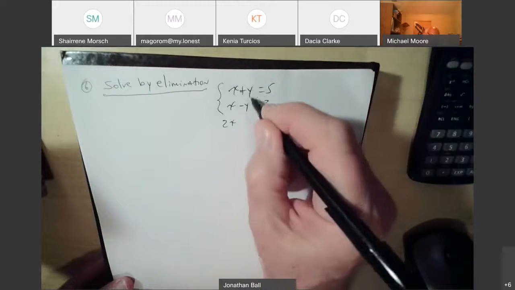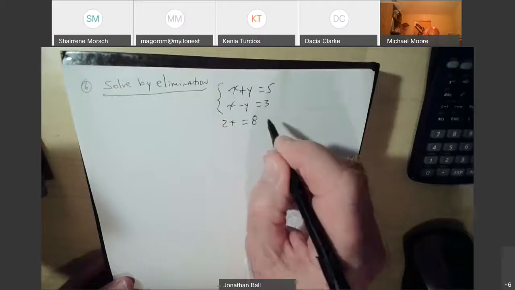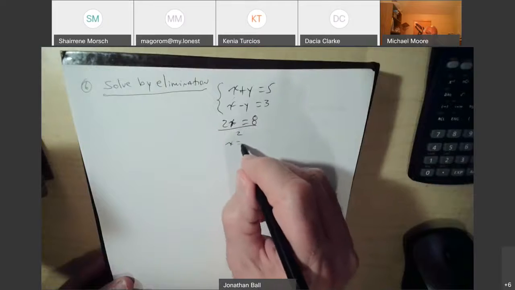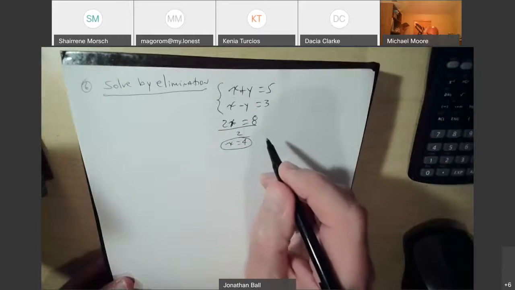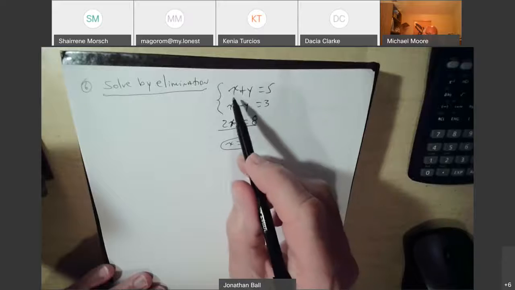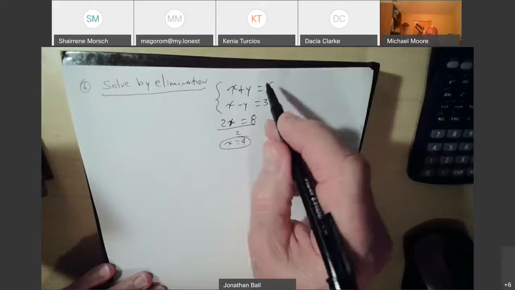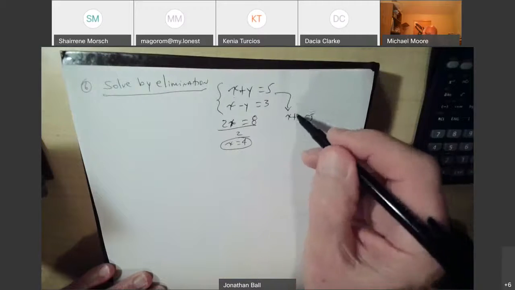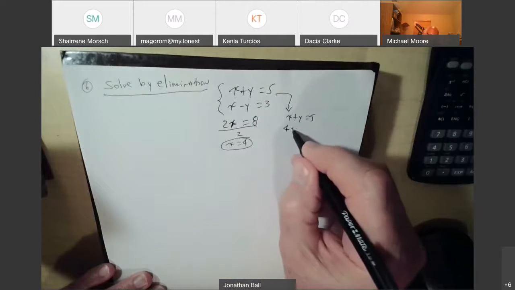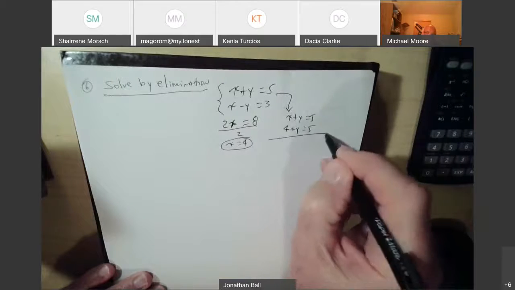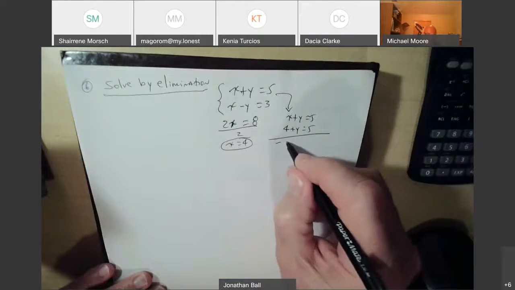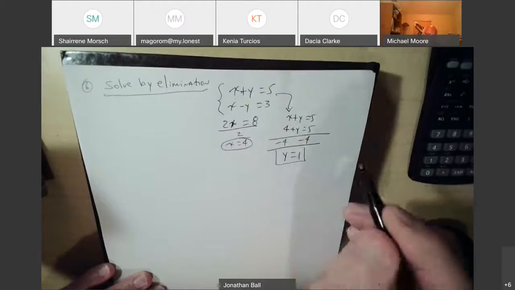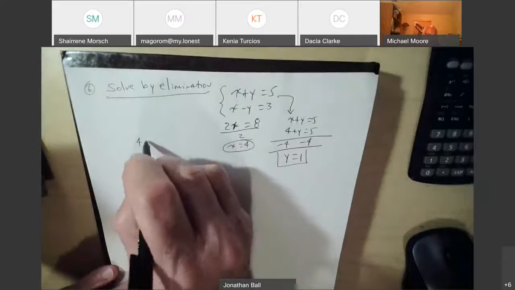We get 2x, y minus y is 0, equals 8. Divide by 2, x is 4. Let's plug it into the top one because everything's positive here. So if we have x plus y equals 5, instead of x we're going to plug in 4 plus y equals 5. Subtract 4 from each side. Y equals 1. So our solution here is 4, 1.